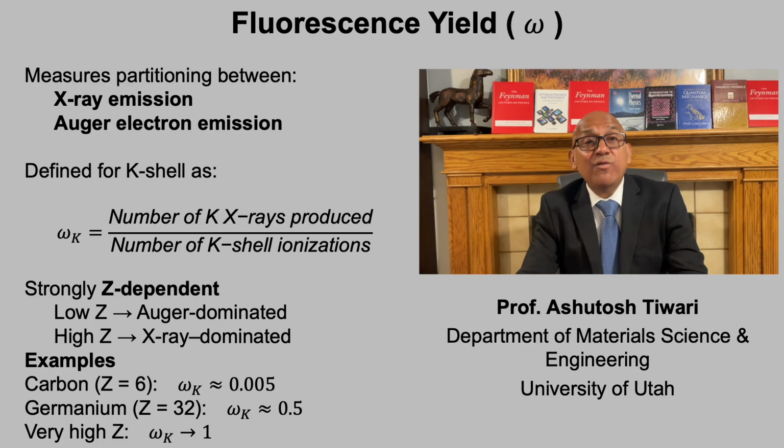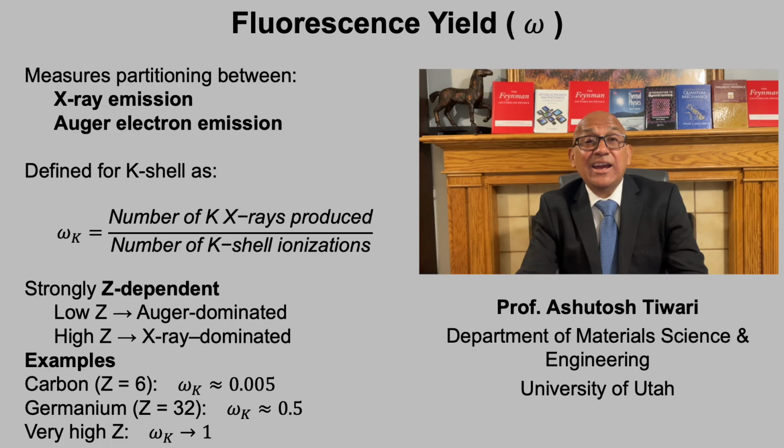The fluorescence yield quantifies how an atom relaxes after inner shell ionization, whether it emits an X-ray or an Auger electron. Formally, for the K shell, it is defined as the fraction of K shell ionizations that result in K X-ray photons. This probability is extremely small for light elements. For example, carbon has a fluorescence yield of only about 0.005, meaning that almost all relaxation occurs via Auger emission. As atomic number increases, X-ray emission becomes much more likely. By germanium, roughly half of all K shell ionizations produce X-rays. And for the heaviest elements, the fluorescence yield approaches unity.